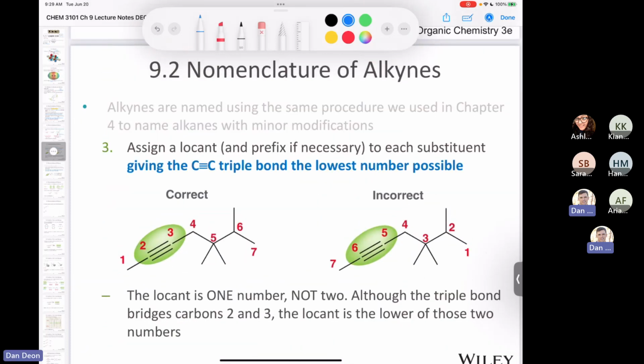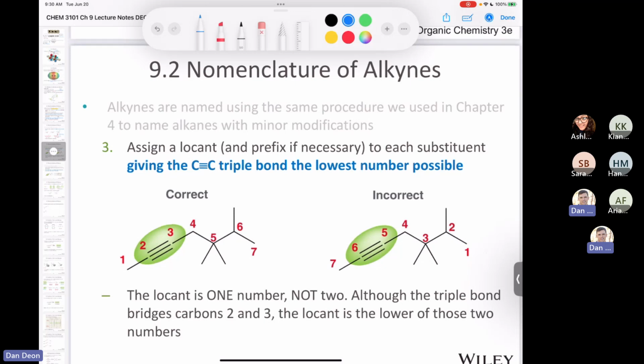Again, assign a locant to each substituent, and give the carbon-carbon triple bond the lowest possible number. We see the correct way of naming here on the left. You can see that this compound has 3 methyl groups: 2 at carbon 5, 1 at carbon 6. And so you would call this 5,5,6-trimethyl.